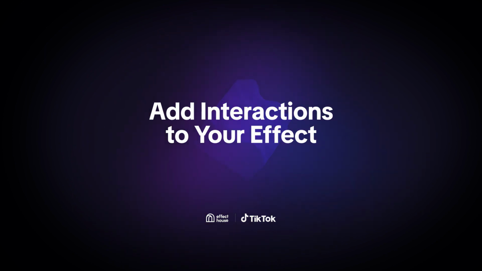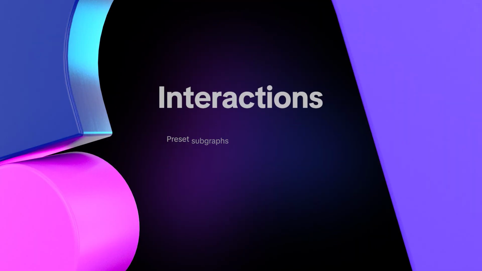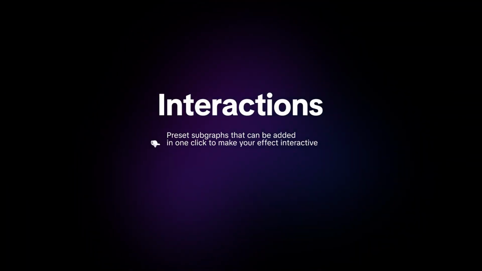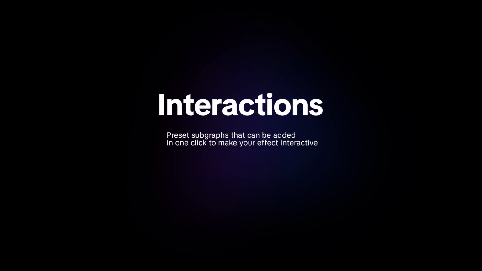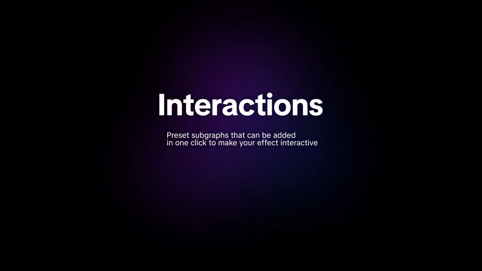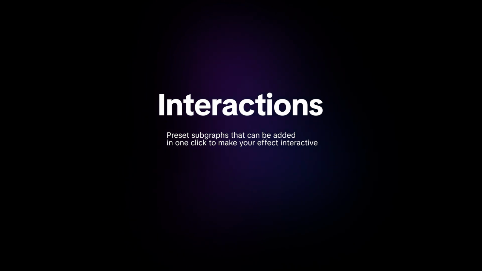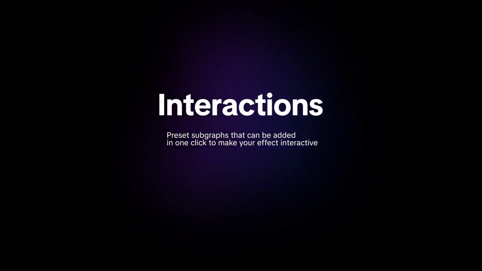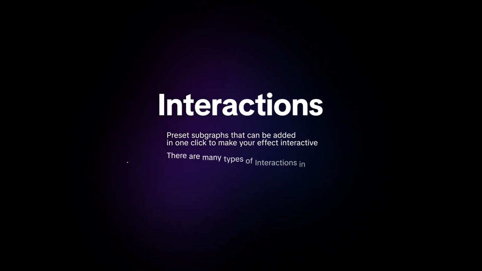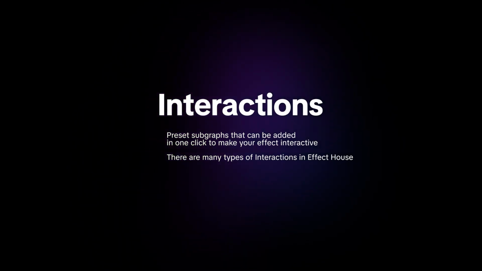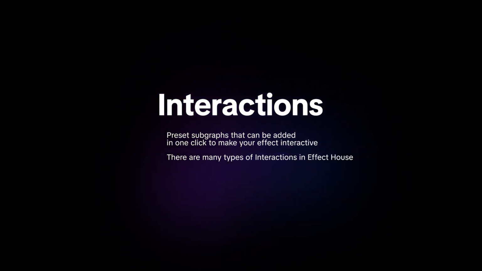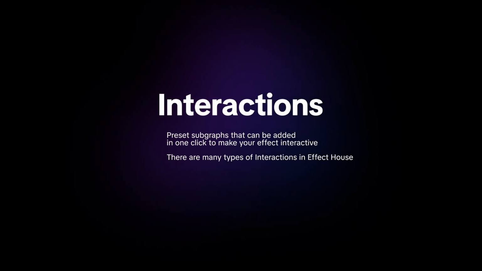Today we're going to talk about how you can add interactions to your effect. In Effect House, interactions are preset subgraphs that you can add in one click to make your effect interactive. For example, you can add an interaction that will make an object appear or disappear when a person taps on the screen. There are a bunch of different types of interactions in Effect House that you can use to make your effect more dynamic and engaging.